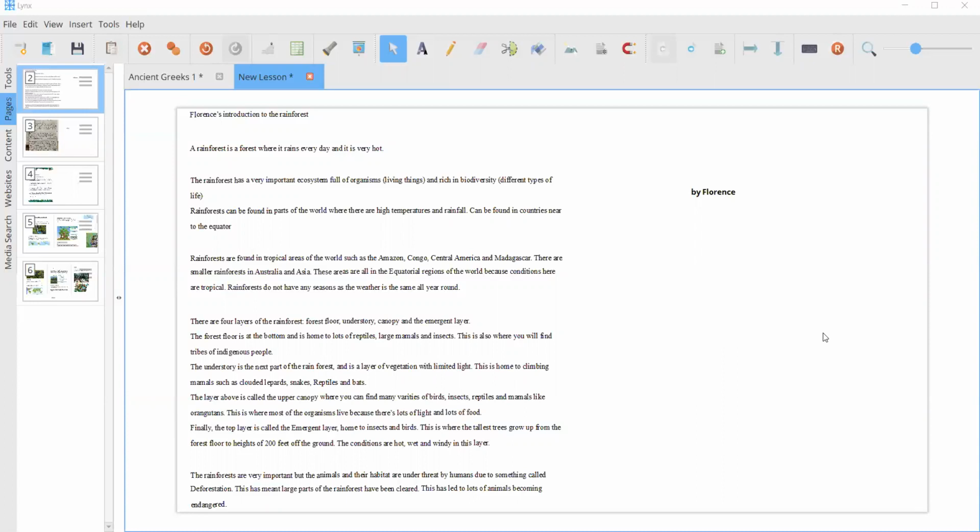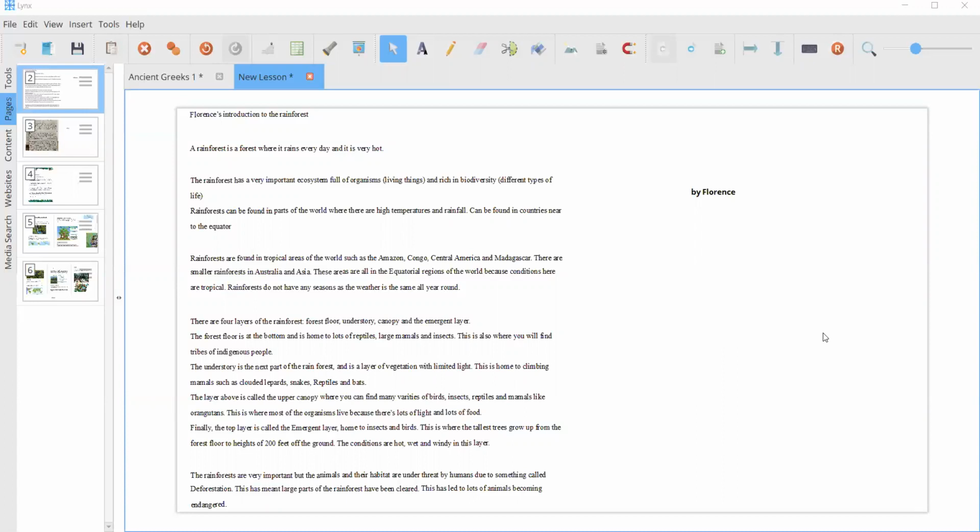So two of the technical words that we use, brackets, living things, great way of explaining the word organisms. And look at that, rich in biodiversity. Brilliant phrase you've used, Florence, and using the word biodiversity. I don't think I used that word, did I? So excellent, well done. If you were in school, I would give you a team point for that.